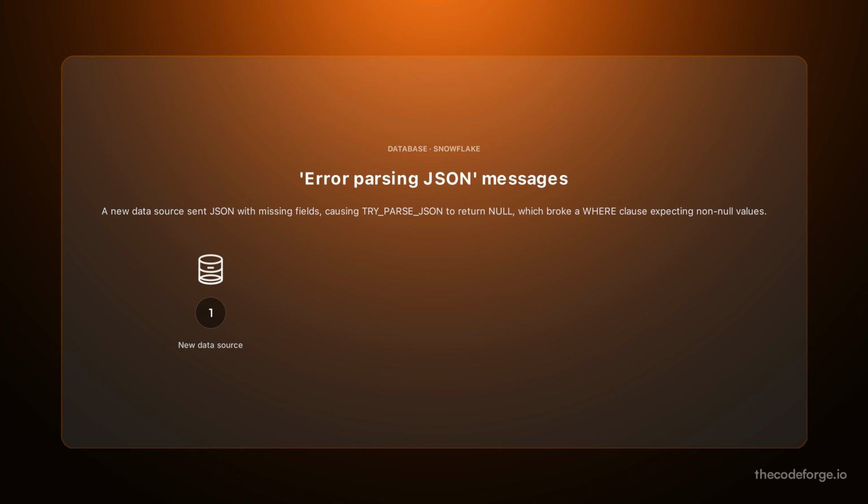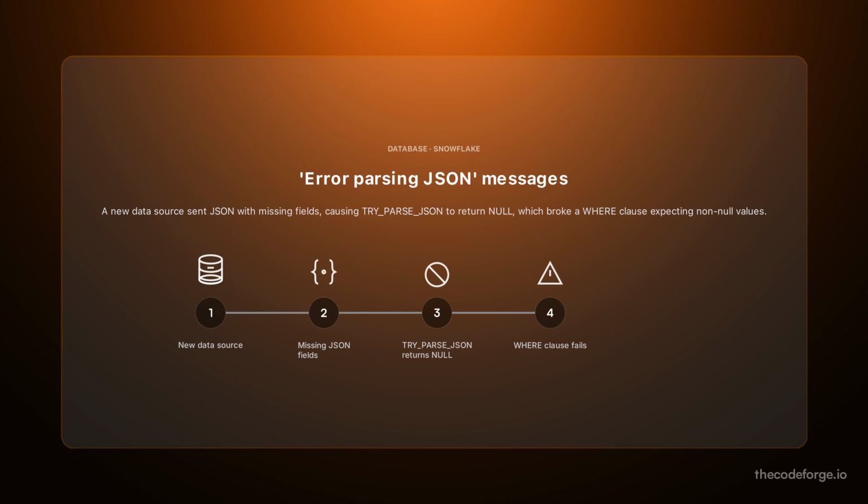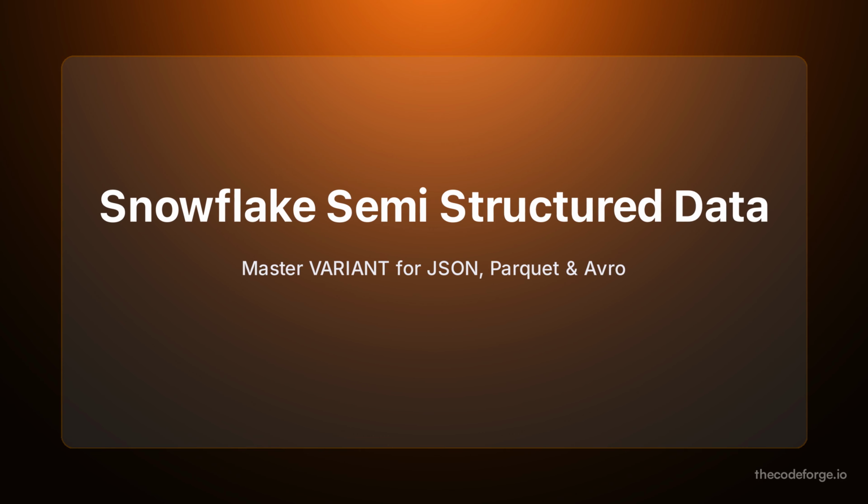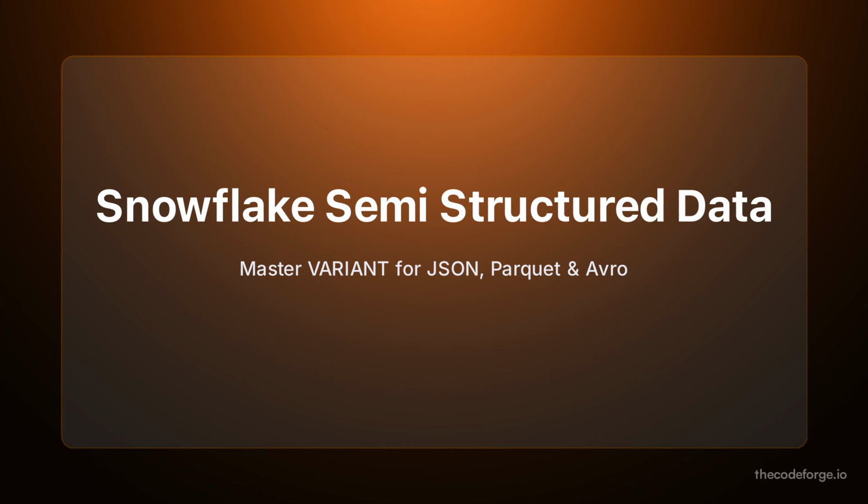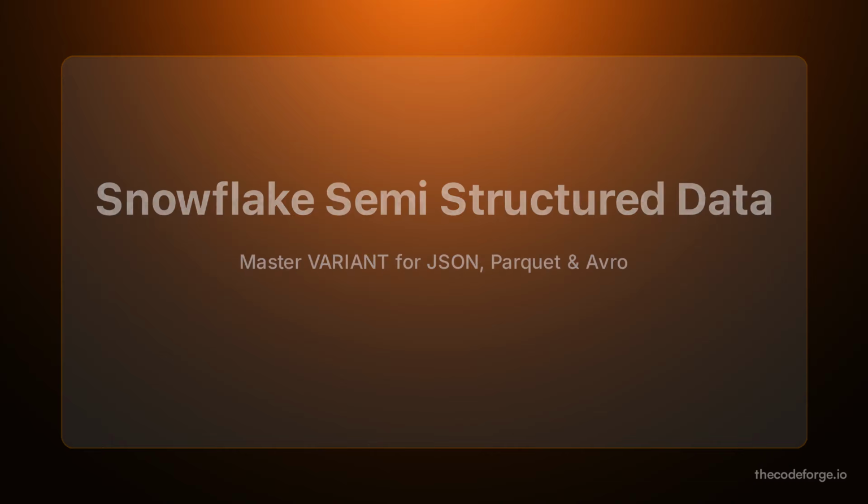Your pipeline fails with error parsing JSON, but only some days. A new data source sent JSON with missing fields, and try_parse_json returned null, breaking your where clause. Let's explore. You'll learn how to define variant columns, load JSON, Parquet, and Avro data, query nested structures, flatten arrays, and optimize performance. We'll also cover a real production incident and provide a debugging guide.